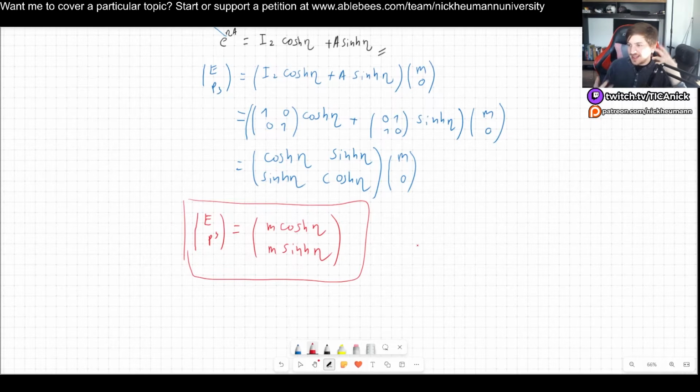And this eta is basically the rapidity, as it is called, which tells us how much we are boosting. And what we can see from here as well is that the energy is going to be m hyperbolic cosine of eta, while the momentum along the direction in which we are boosting is going to be m hyperbolic sine of eta. So that's our first little result.